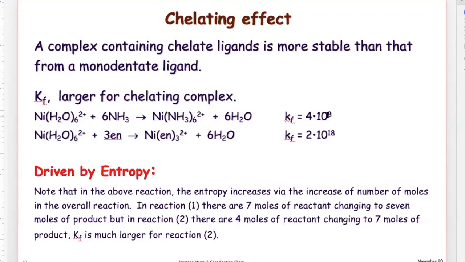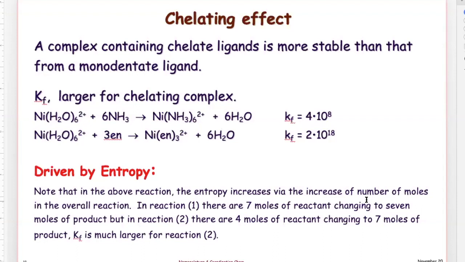Remember, K formation is an equilibrium constant. It tells you the efficiency of that reaction. It has K formation 10 to the 8th, which means that it's pretty favorable in the product direction. The nickel actually has a stronger binding to the ammonia than to water. But take a look at what happens when we replace the ammonia with ethylene diamine.